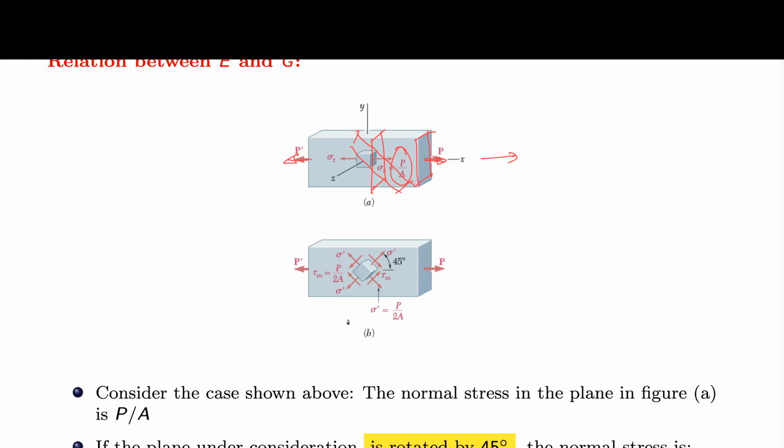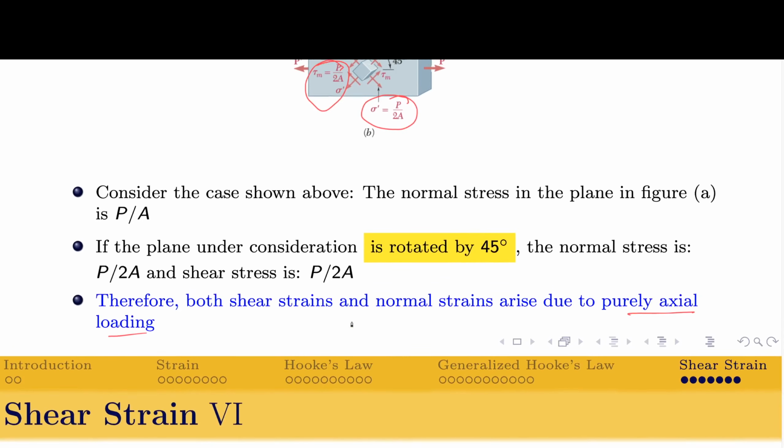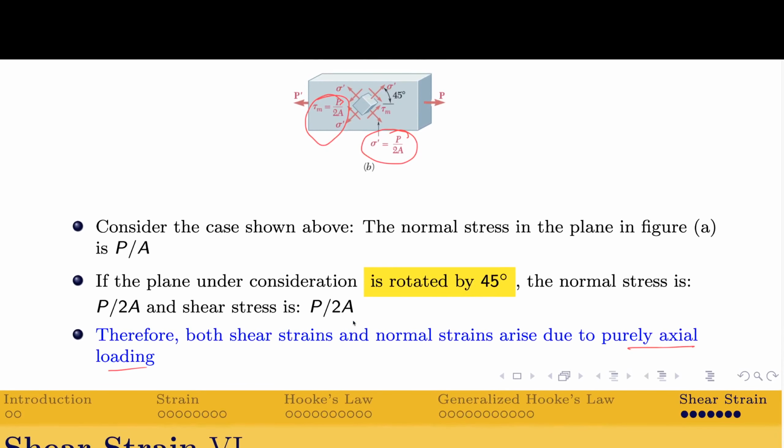If I plot my shear stresses and the normal stresses, I see that at 45 degrees my normal stress is equal to P by 2A and my shear stress is also equal to P by 2A. Therefore, under purely axial loading, you can get not just normal stresses and normal strains. You will also get shear stresses and shear strain. That is, both shear strain and normal strain will arise under the application of purely axial loading.